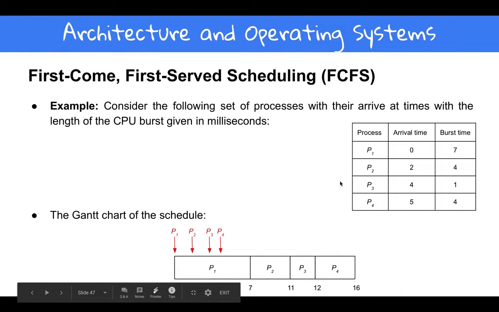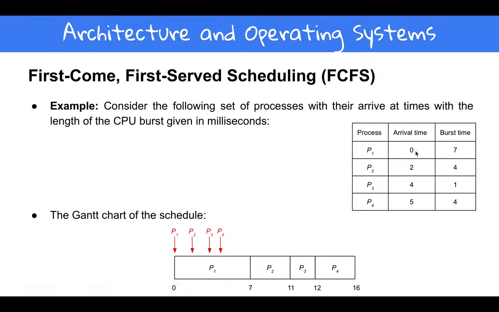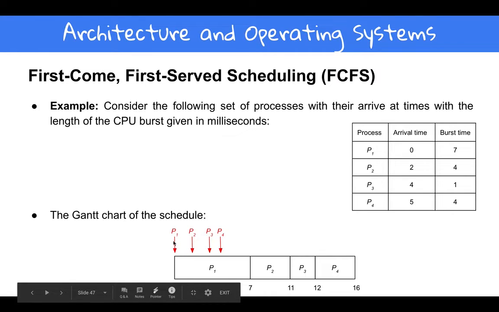Gantt chart. Because P1 arrives at the beginning, so it should be executed. How long does it take? 7 seconds, milliseconds. So because it comes at the beginning, it's first come first served, it should get the CPU. So look, it gets all the 7 seconds here, is executed and goes out. This is the exit time.